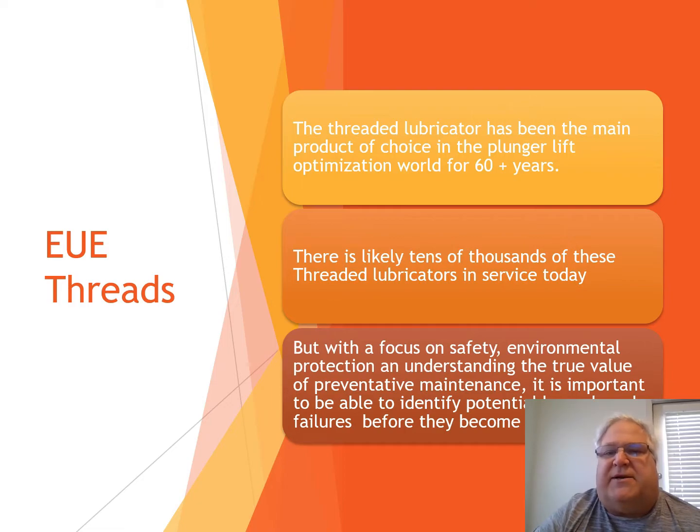Basically, the threaded lubricator has been kind of the main product of choice for plunger lift optimization for over 60 years. There's likely tens of thousands of these threaded lubricators in service today. I bet you there's probably thousands that are being reactivated with prices increasing. One of the things that we found is not a lot of attention was given to them, and we would start doing inspections, and we'd find a lot of significantly damaged lubricators, and understanding why they're being damaged is important.